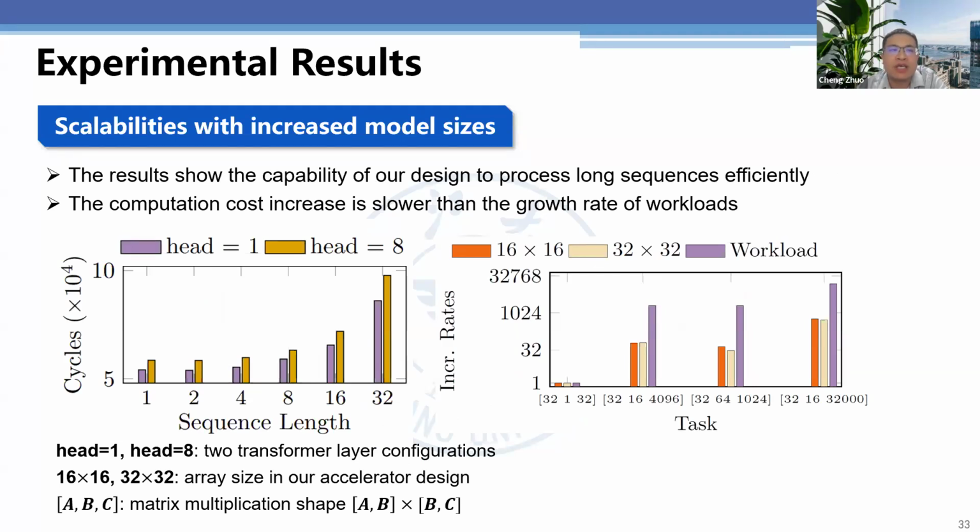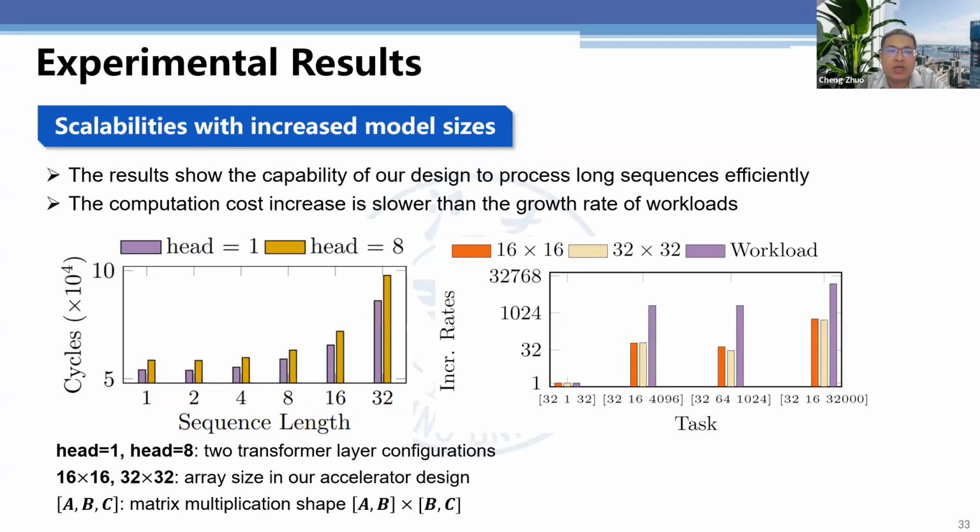And we also compare the scalability with increased model size. This study illustrates the pre-layout performance of our design with increasing sequence length for two transformer layers, where the attention head is equal to 1 and 8. For the figure on the left, you can see that the capability of our design to process long sequences is very efficient, which is a crucial performance metric for LLMs. The figure also shows that the latency increasing trend is significantly lower than the increase of the sequence length. For 1 to 32, which is a 32 times sequence length increase, the latency is only increased less than 2 times.